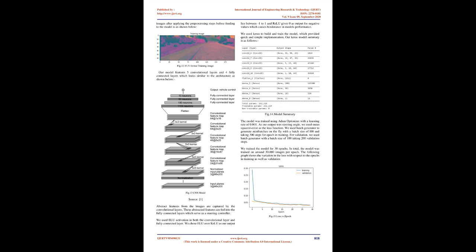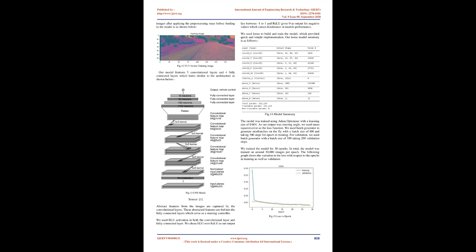Fig.12. YUV format training image. Our model features 5 convolutional layers and 4 fully connected layers, which looks similar to the architecture shown below. Fig.13 CNN model. Abstract features from the images are captured by the convolutional layers. These abstracted features are fed into the fully connected layers, which serve as a steering controller.